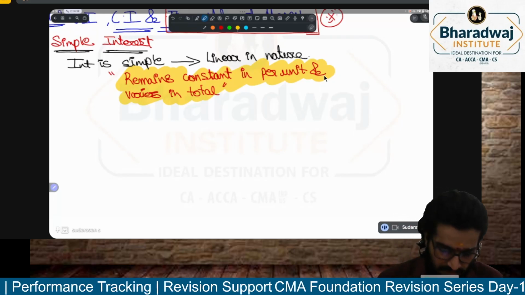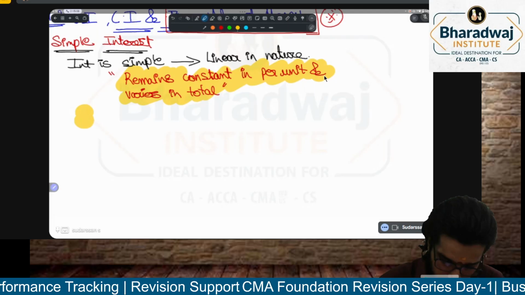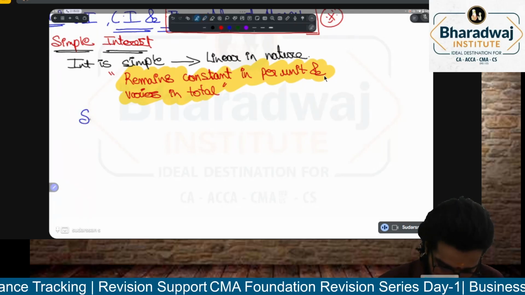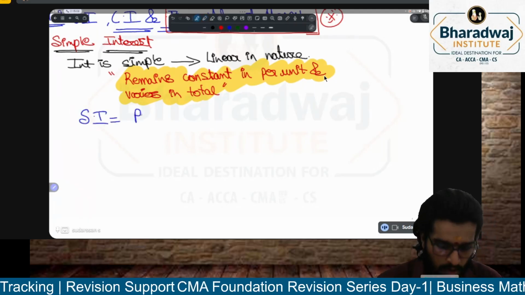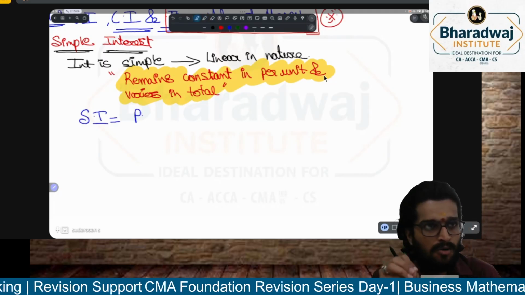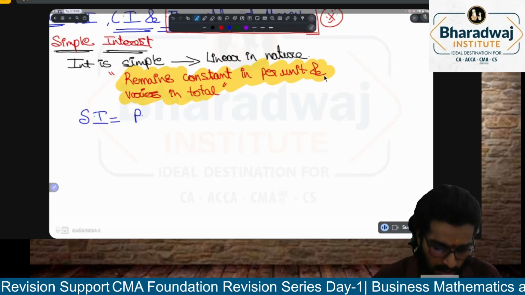So, what's the formula for simple interest? Simple interest will be equal to an amount. You are depositing an amount or you are lending an amount. We call that amount the principal.